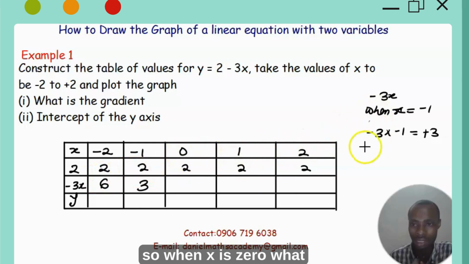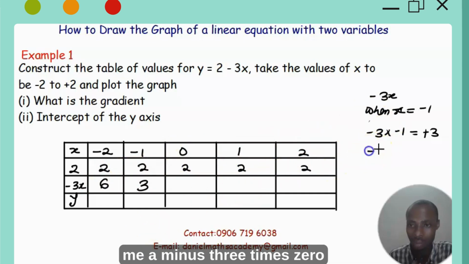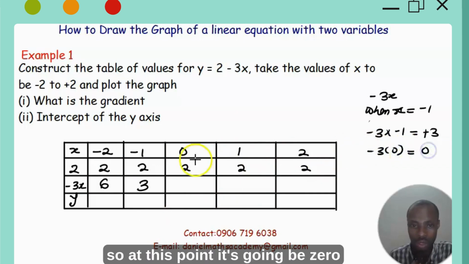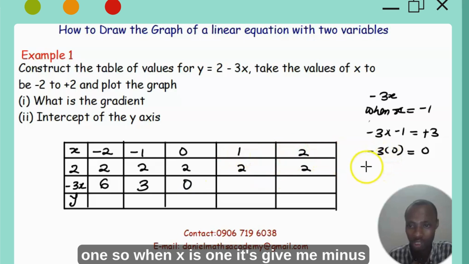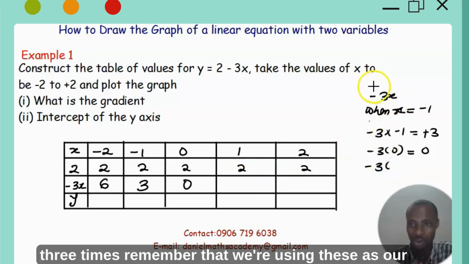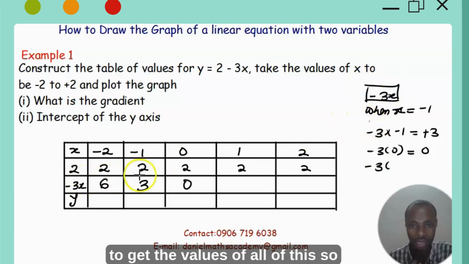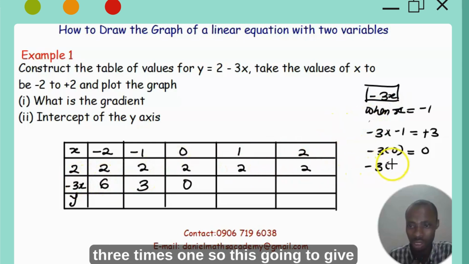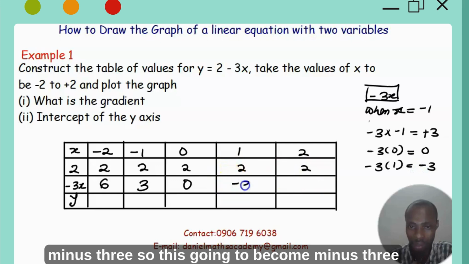Now, keep going on to the next one. When x is 0, that's going to give me minus 3 times 0, which will give me 0. Then I'm going to go to x is 1. Remember that we're using this as our base formula to get the values of all of this. So minus 3 times 1 is going to give me minus 3.